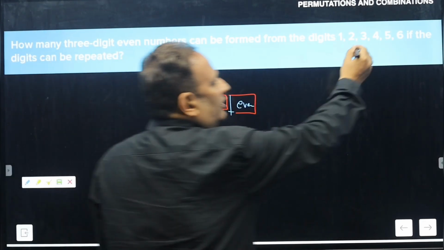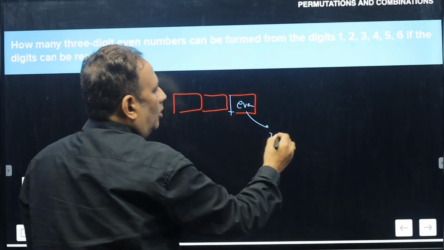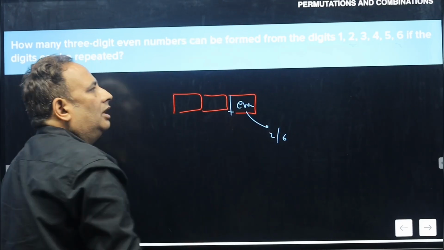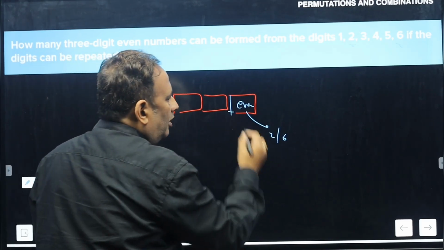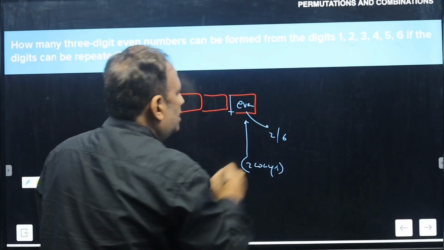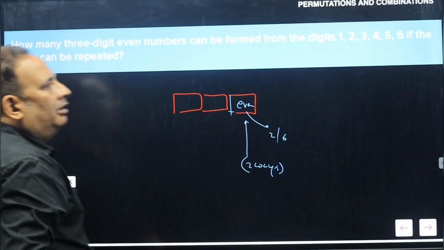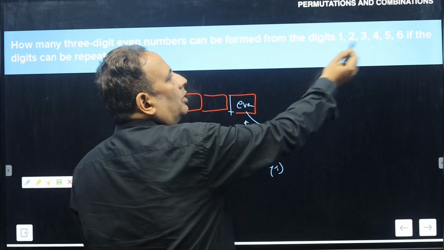So how many even digits do we have here? 2 and 6. So this can be filled with option 2 or 6, any one of the numbers we can fill. So how many ways can we put here? 2 ways. Now the digits can be repeated, so you can repeat the digits.